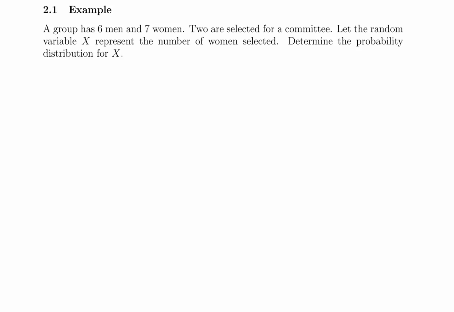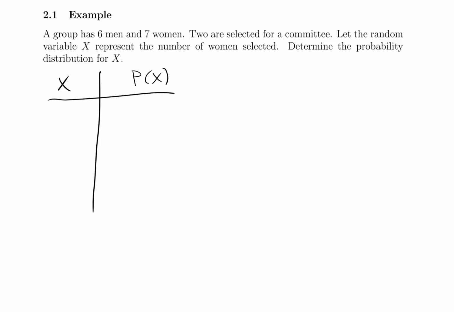Let's determine the probability distribution for x. First, we're going to list x, and then the probability of x. This is what we call our probability distribution. It's just a table. Typically, it's a T chart like this, but it could be horizontal as well. Our random variable could be 0, 1, or 2, since there could be no women on the committee, 1 woman, or 2 women. Now we want to find out, what's the probability that we had no women on the committee? What's the probability that we had 1 woman on the committee?